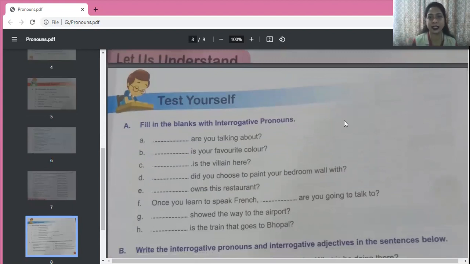Dash owns this restaurant. Who owns? Now, once you learn to speak French, dash are you going to talk to? Once you learn to speak French, who are you going to talk to? Dash showed the way to the airport. Who showed the way to the airport? Dash is the train that goes to Bhopal. Which is the train that goes to Bhopal?